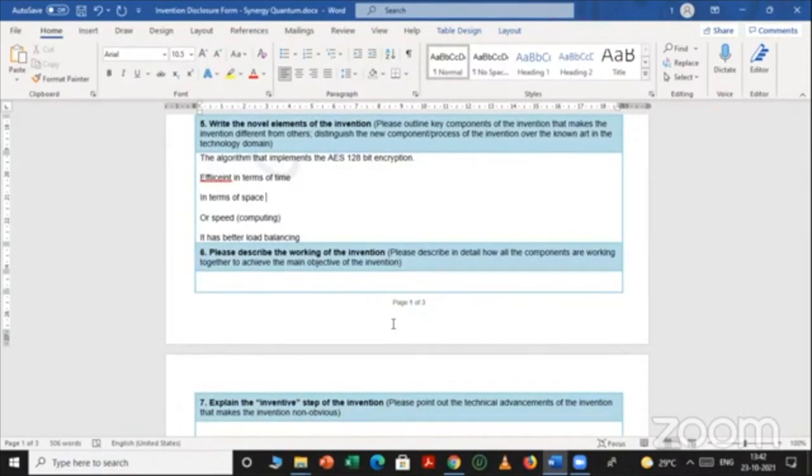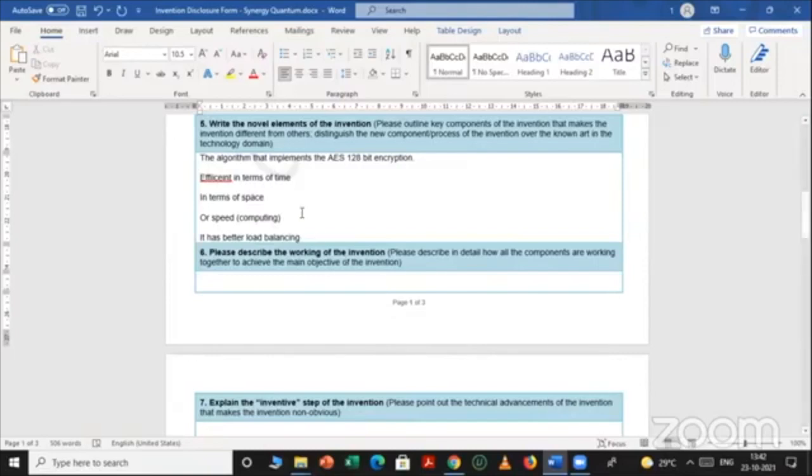Now here, there are 3 or 4 points which seem to be similar or interrelated, very convoluted concepts, but actually they are very different. For example, the sixth point says: describe the working of the invention. So what does it mean? It means describe in detail how all the components are working together to achieve the main objective of the invention.